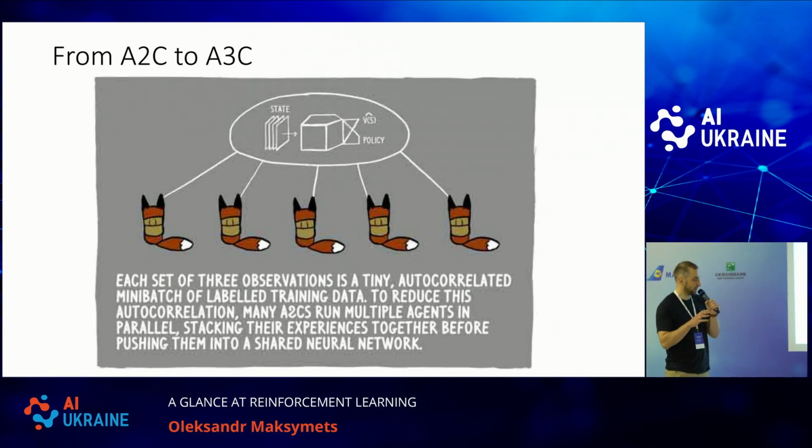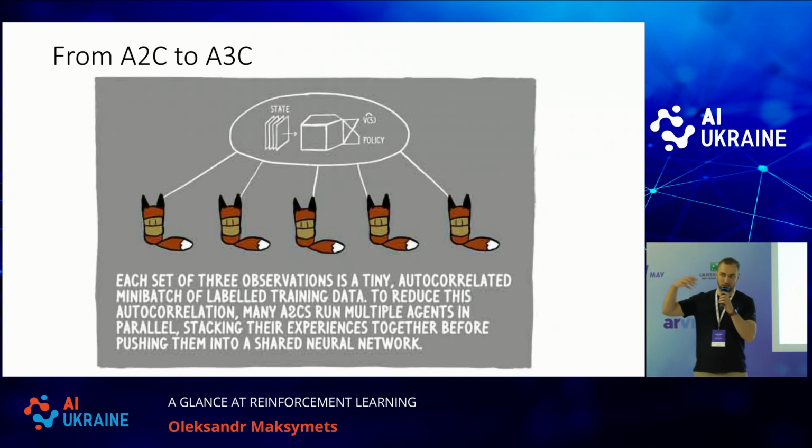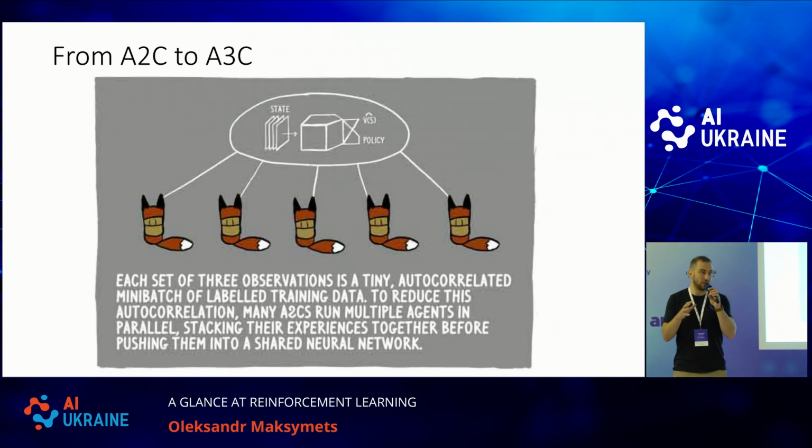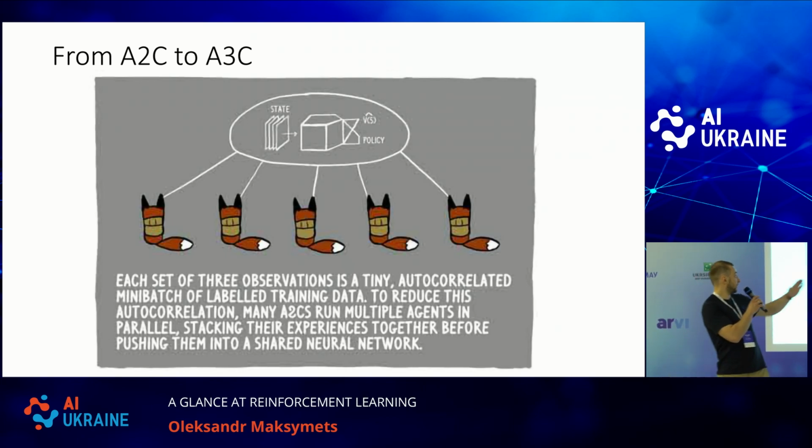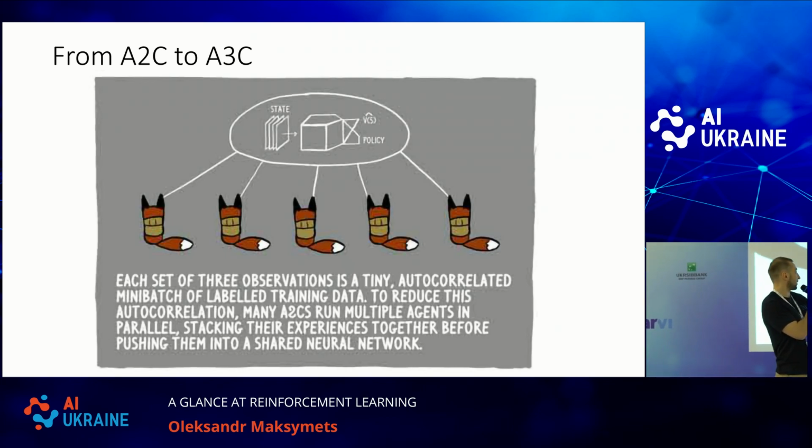So the thing is that that's good when we have one agent, but it's pretty slow. Let's imagine that we have a number of foxes, and all of them use the same model to go through the environment and calculate the error and rewards. And then they update one model with all the experience they gain.